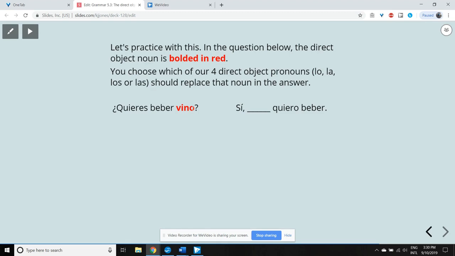All right, so we have the question, ¿Quieres beber vino? And we know that our direct object noun is vino, and we want to replace it, and it will come live in front of the conjugated verb in the answer right here. So the first thing we need to notice is that vino is masculine and singular. So my question for you is, which direct object pronoun agrees in gender and in number and can replace it? Is that lo or la or los or las?